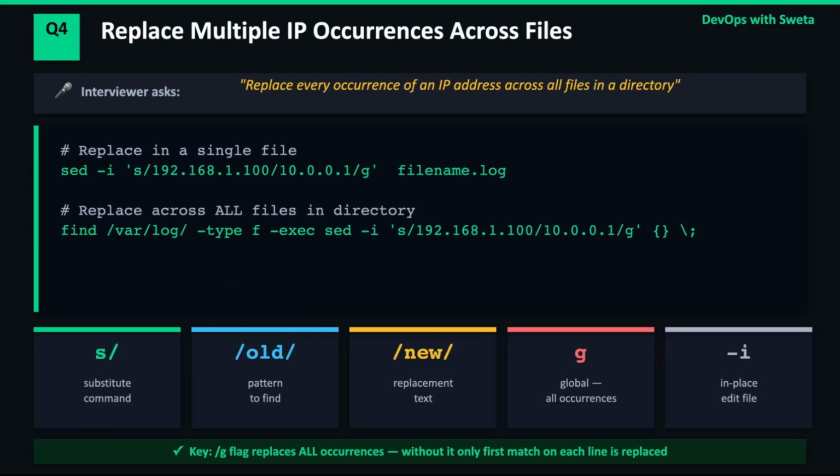Let's move to the fourth question. Our fourth question, and this one flows directly from question 3. In the last question, the interviewer asked us to find an IP across thousands of files. Now they are going one step further. The interviewer asks, okay, you found the IP. Now I want you to replace every occurrence of that IP across all those files. This is a real scenario, by the way. Maybe an IP changes on your network. Maybe you are sanitizing logs before sharing them. You need to replace it everywhere fast. This is where the sed command comes into the picture.